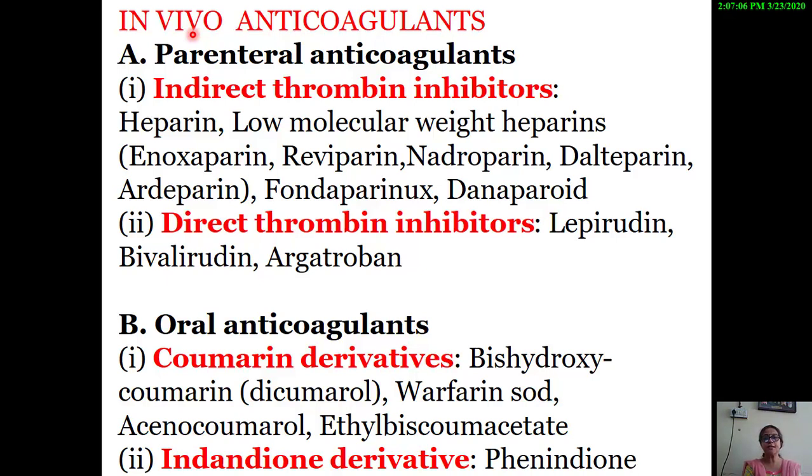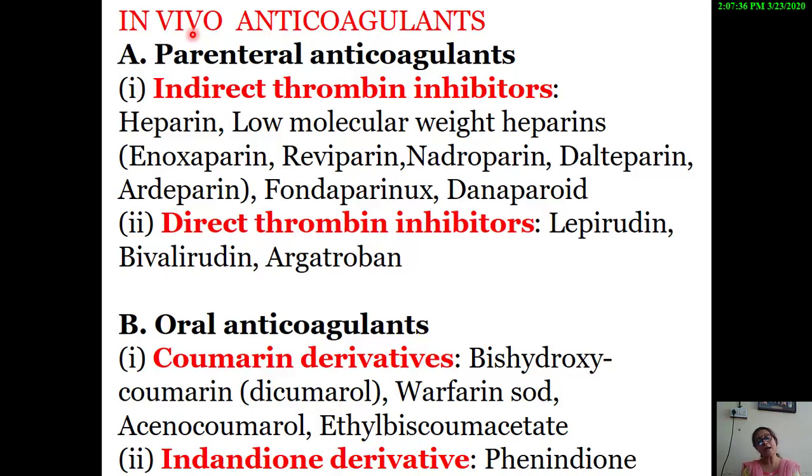So just to revise the classification of anticoagulants, as I told you earlier, you can broadly divide them into in vivo and in vitro, and the in vivo can be further classified into parenteral and oral. Among the parenteral anticoagulants, you had the indirect thrombin inhibitors, which included heparin, low molecular weight heparin, and fondaparinux. And you had the direct thrombin inhibitors: lepirudin, bivalirudin, argatroban.